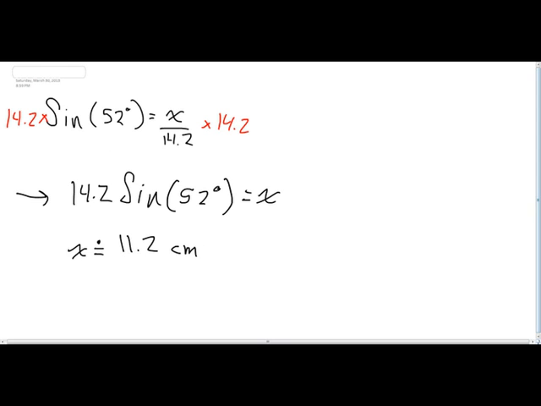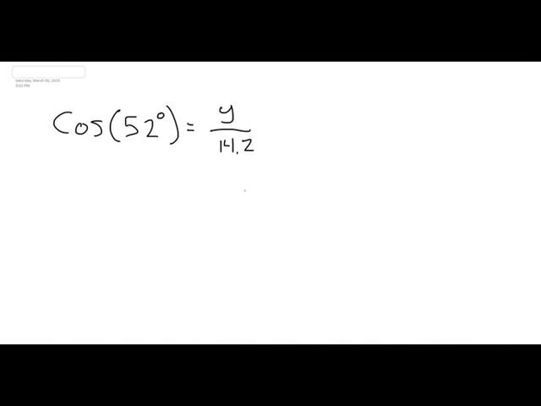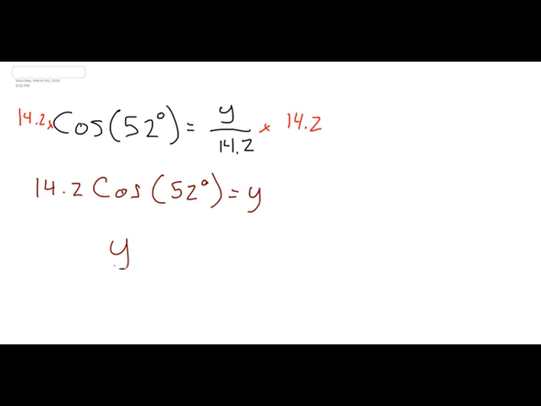So let's take a look at cos. I want you to try this out on your own now. So pause the video. Okay, so what is our first step going to be? Well, we're going to start off by multiplying by 14.2 on both sides. So right afterwards, we have 14.2 times the cos of 52 degrees is equal to y. And punching this into your calculator, 14.2 times the cos of 52, accurate to one decimal place, you get 8.7. And again, this unit's in centimeters.